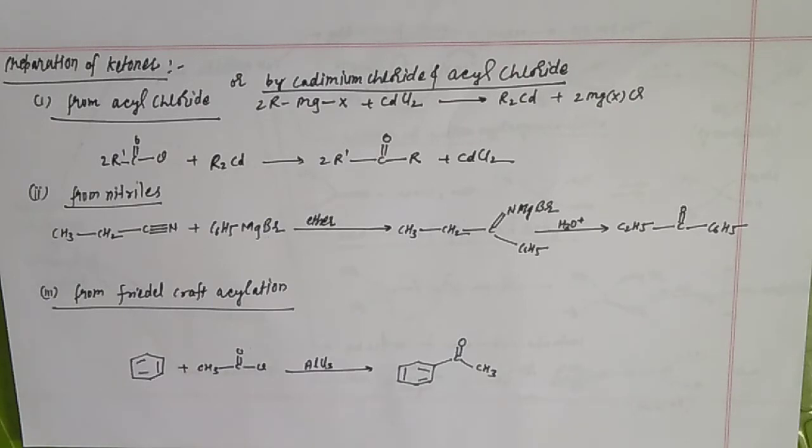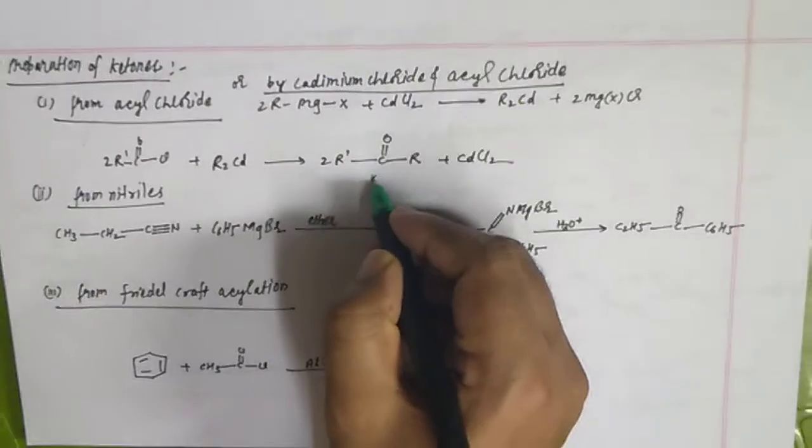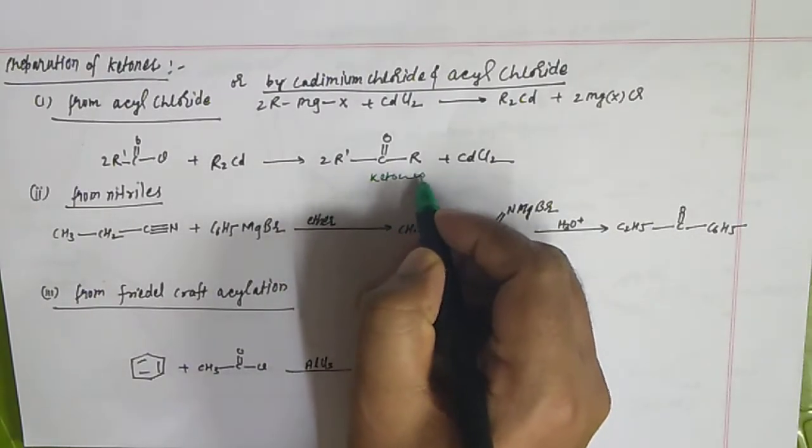Now we are moving to the preparation of ketone from acyl chloride. If 2 molecules of acyl chloride are heated with dialkyl cadmium, it will give the ketones, okay, and cadmium chloride.